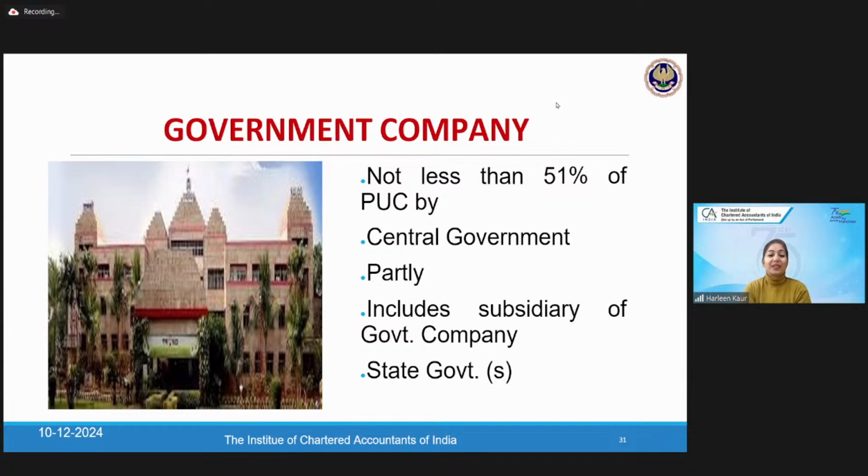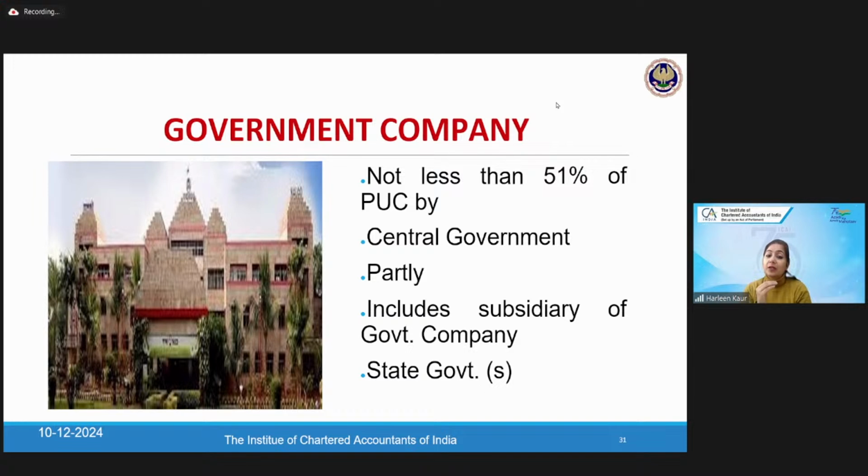Okay, now what is a government company? At least 51% of the share capital. Now, please remember, in holding and subsidiary, you're holding more than 50% of the share capital. In an associate company, you're holding 20% of the voting power. What is the stake of the government in a government company? Please note it down: 51%. It is not saying 50%, it is saying at least 51% of the shares held by the central government or state government, or partly by central and state government, and then it is said to be a government company.